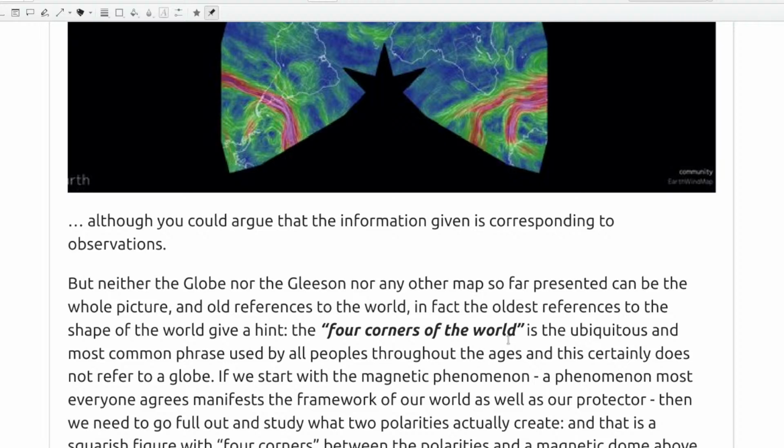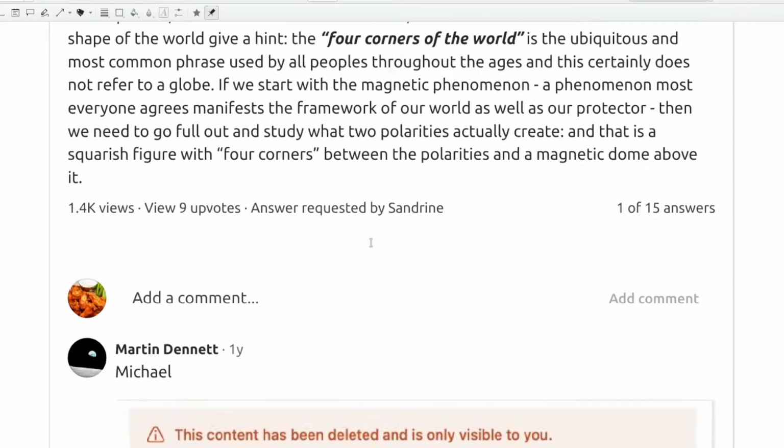If we start with the magnetic phenomena, a phenomenon most everyone agrees manifests the framework of our world as well as our protector, then we need to go full out and study what two polarities actually create, and that is a squarish figure with four corners between the polarities and the magnetic dome above it.